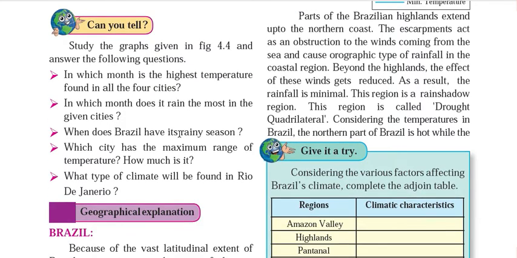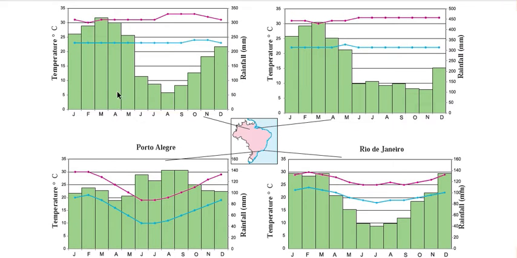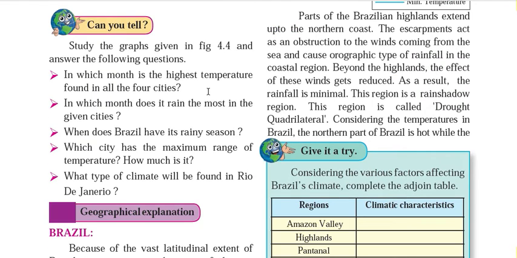When does Brazil have its rainy season? So if you observe these four graphs, you can see that rainfall is almost throughout the year, because of presence of equator in that particular country, right? So we can't define an actual season of rainfall. By using these four graphs we can't directly say that there is a particular season. There is a variation in rainfall, but there is no particular season in Brazil which we can directly assign as the rainy season. Okay, so let's move ahead.